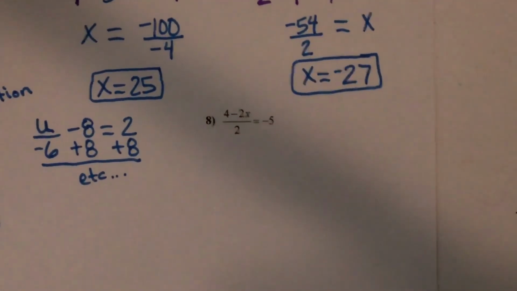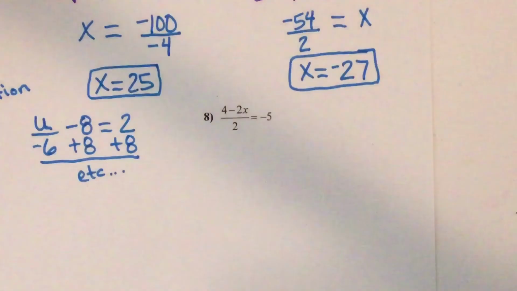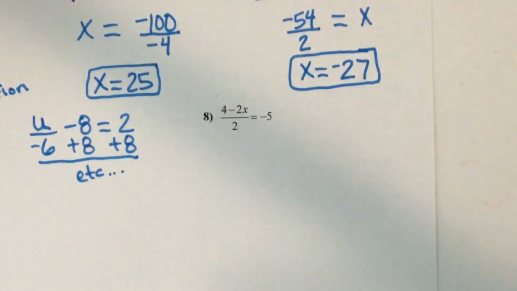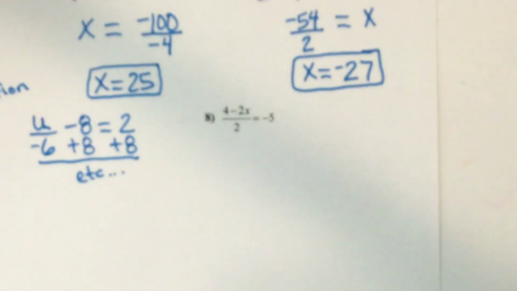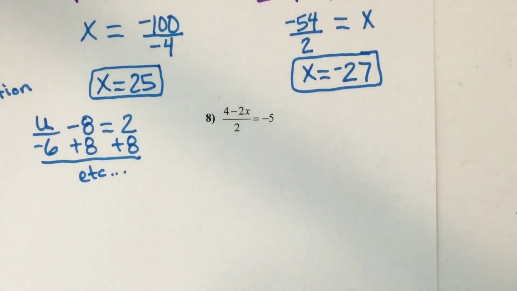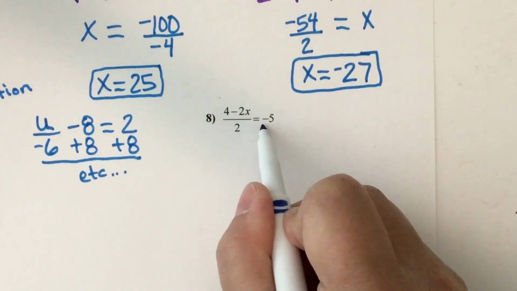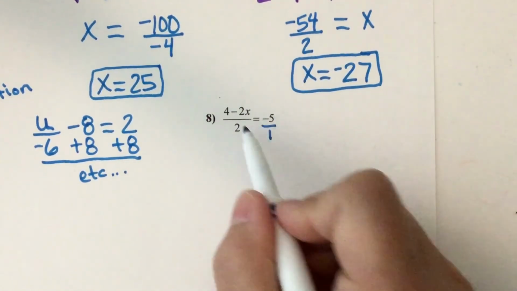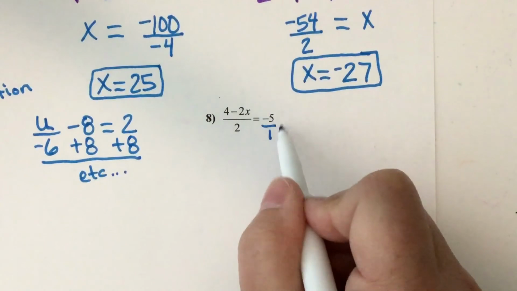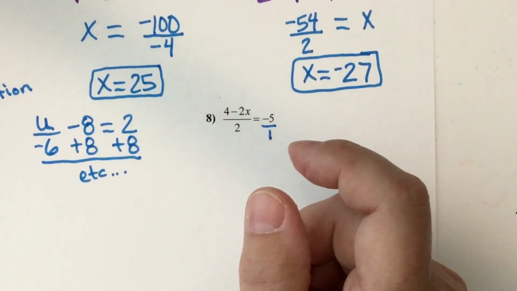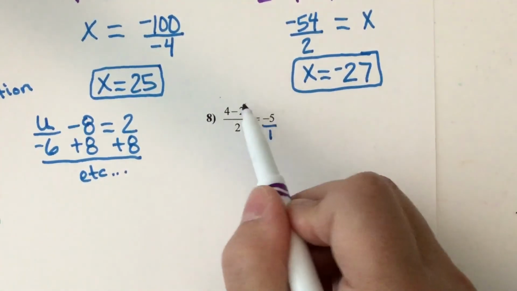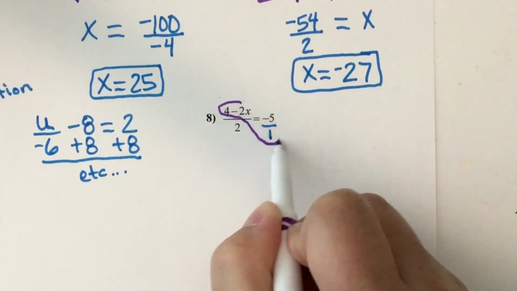All right, so this number 8 here, this is like what we just got done doing. And so I am going to turn this into a proportion. Sorry, my screen is going fuzzy here. I'm going to turn this into a proportion by popping this -5 over a 1. Now I have one fraction, an equal sign, and one fraction. So here I go. I'm going to cross multiply. So here comes my little butterfly.